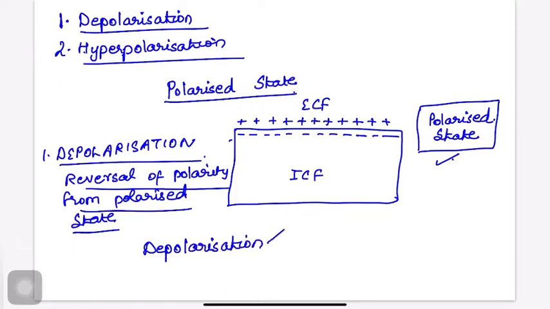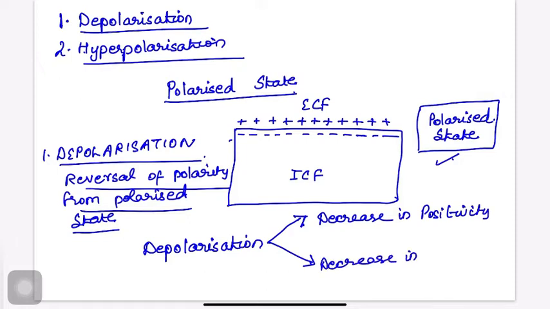How can we cause depolarization? It can be in two ways, right? What are the two ways? Either it is caused by a decrease in positivity outside or a decrease in negativity inside. To reverse the polarity, there should be more negative outside and more positive inside, which means there is a decrease in positivity outside and a decrease in negativity inside. Thereby the polarity gets reversed, which attains depolarization, right?